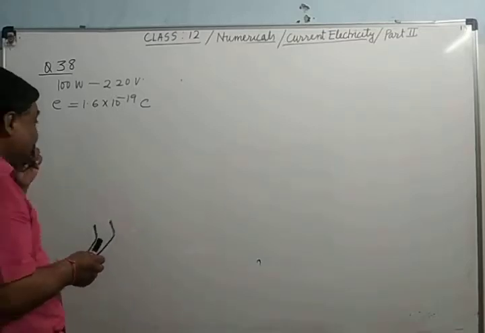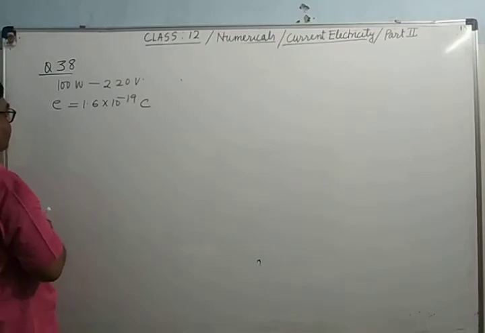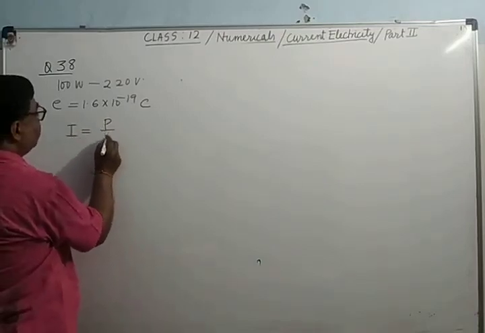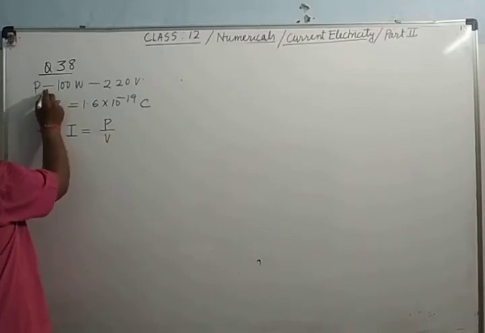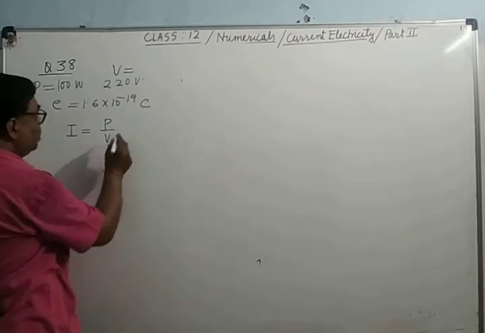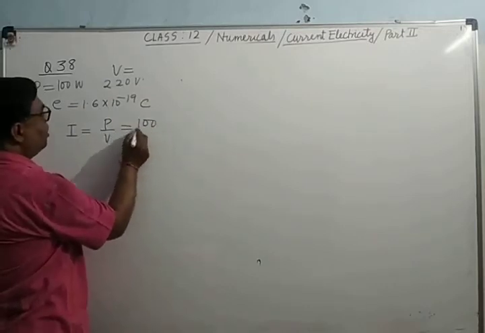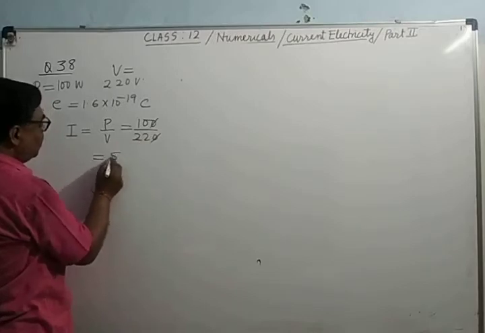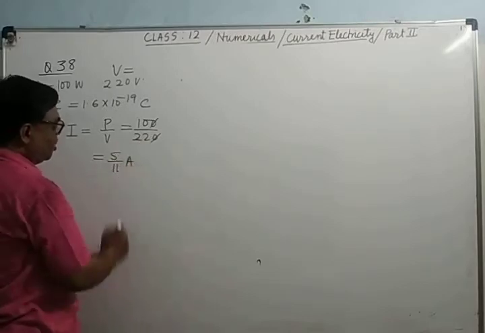So see here, first you find out the current. What is the current? I equals P upon V. What is P here? P is 100 watt. What is V here? V equals 220 volt. So it will be 100 upon 220, that is equal to 5 upon 11 ampere.